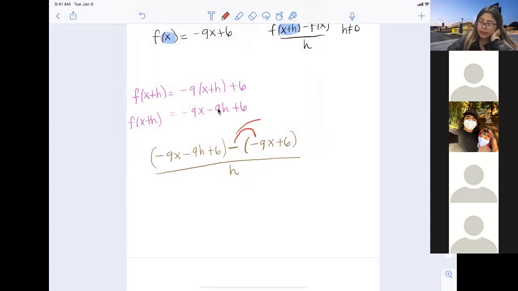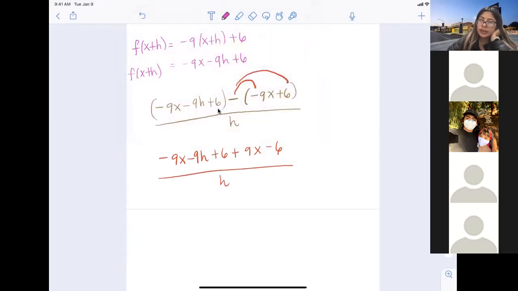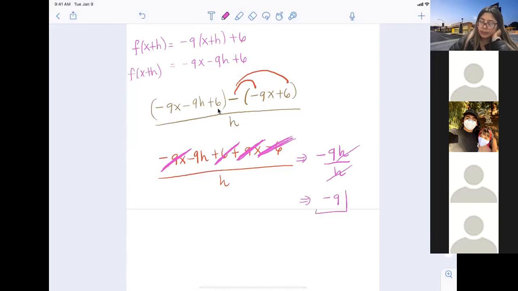You distribute your negative on the top. So you have negative 9x minus 9h plus 6 plus 9x minus 6 all over h. Then you start canceling. You notice that there's a negative 9x and a positive 9x. There is a 6 and a negative 6 that can cancel. You're left with negative 9h over h. The h's will cancel and you're left with negative 9. And negative 9 is your answer. Questions on this one?